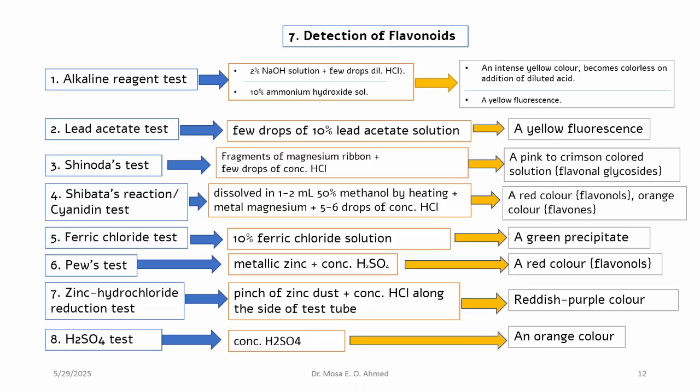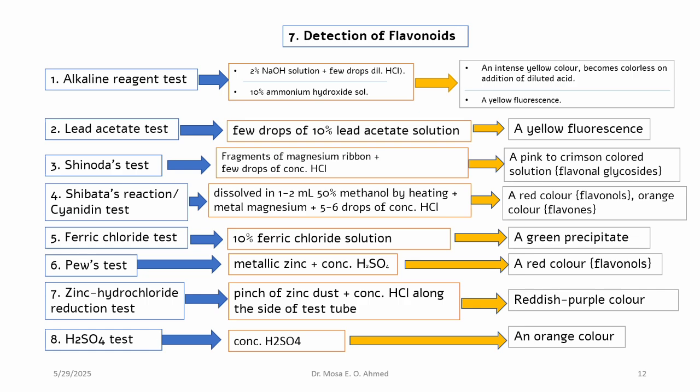The fourth test is the Shibata reaction or cyanidin test. Shibata reagent consists of magnesium metal dissolved in 50% methanol solution with heating, and with the addition of a few drops of concentrated HCl.